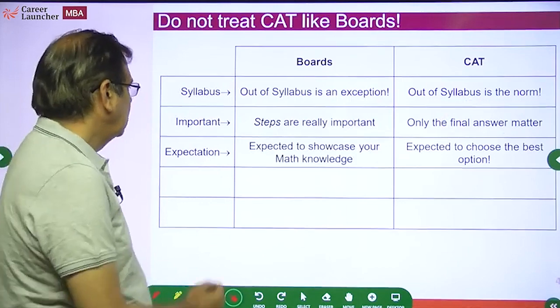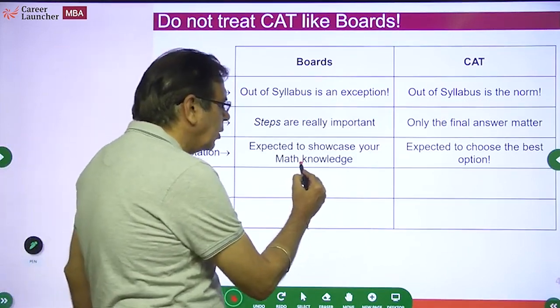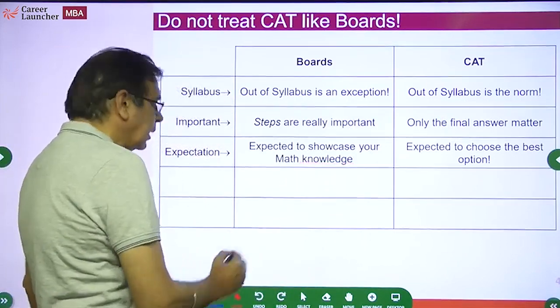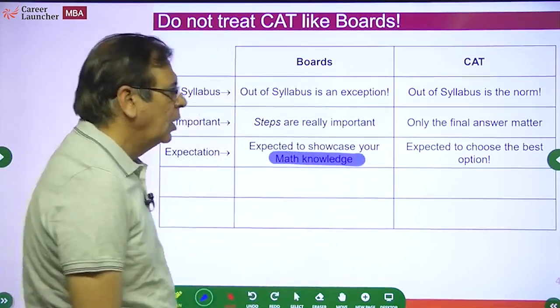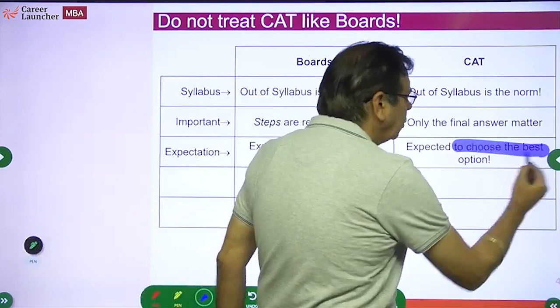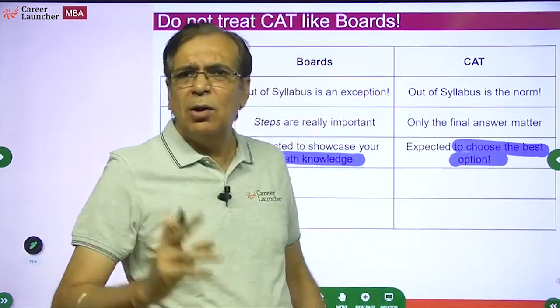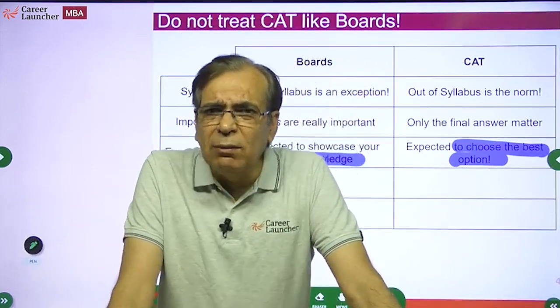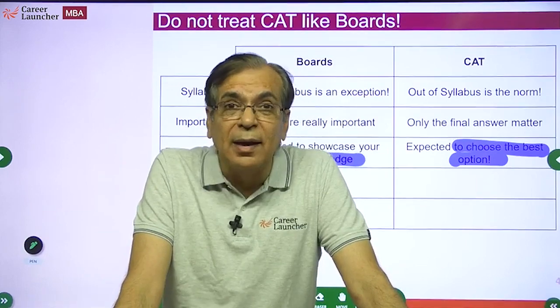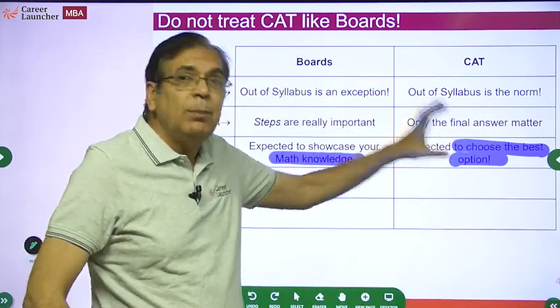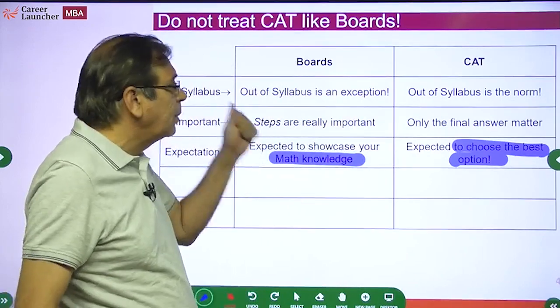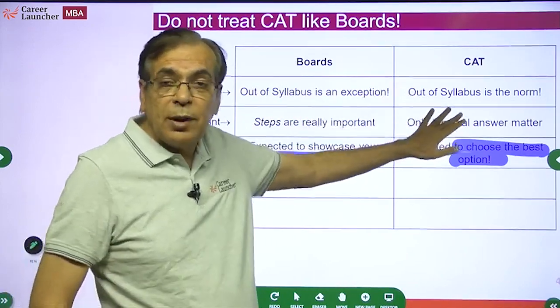Third thing is, the expectation is you will be able to showcase your knowledge. It is the knowledge which is going to be important. It is your knowledge which is being tested out here. While yahan pe you have to choose the best among the options given. You will have situations where you will find none of the answer choices exactly correct. You have to pick the best among the options. And that is your ability to pick the answer which is important, because remember, things are not from syllabus.